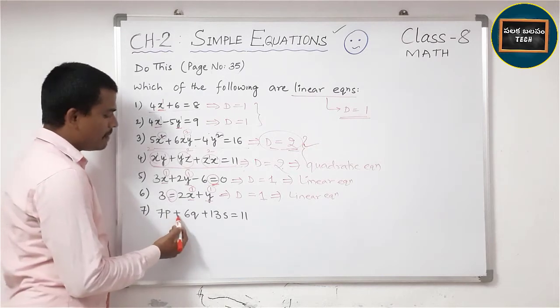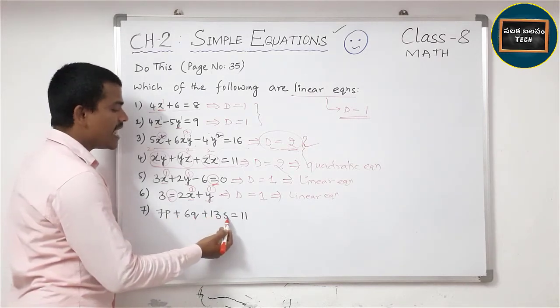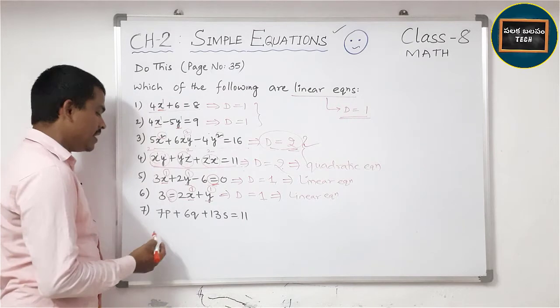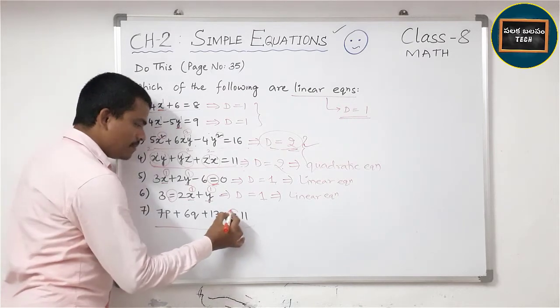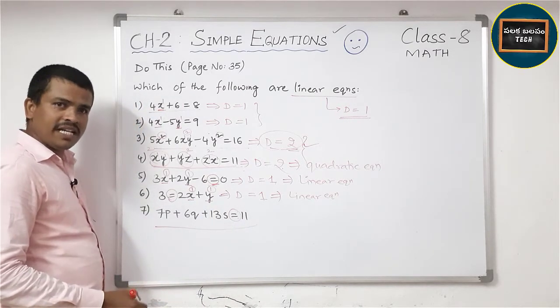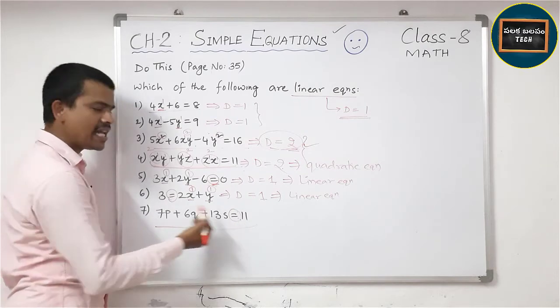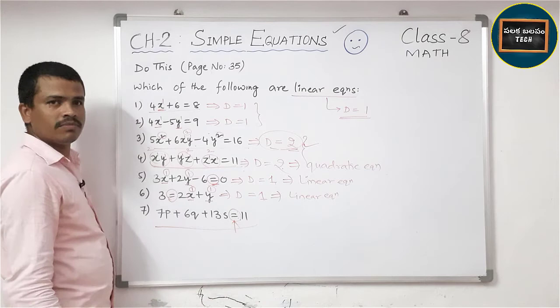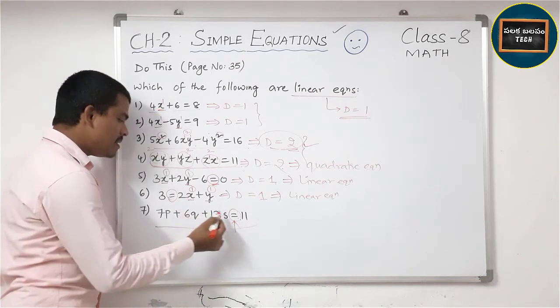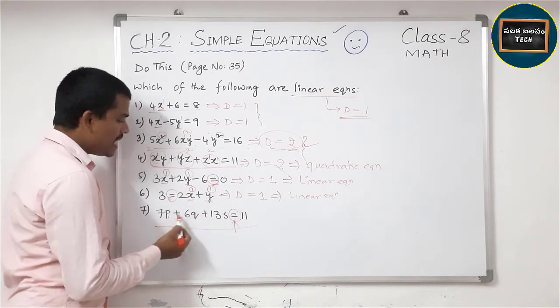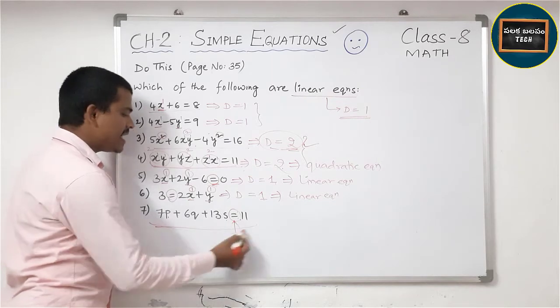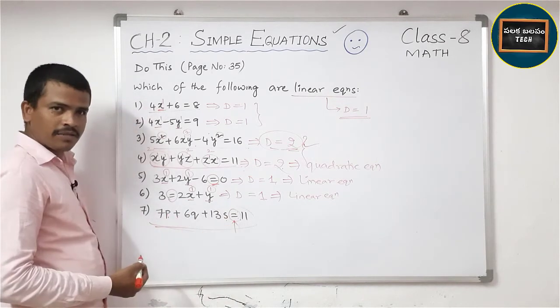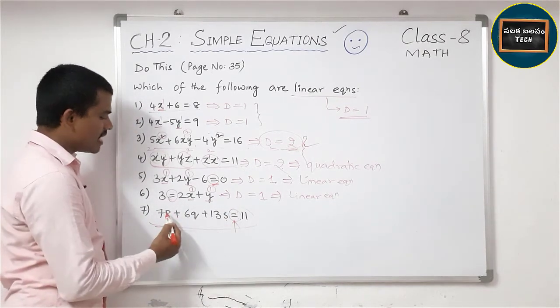Next, see the seventh question. 7p plus 6q plus 13s equal to 11. Now it is an equation. Yes, it is an equation because it has the equality sign. Now, how many variables are present in this equation? p, q, s. So it is an equation in the three variables.